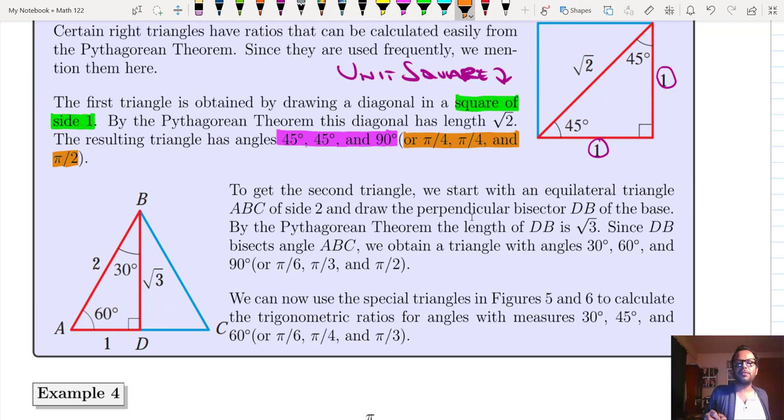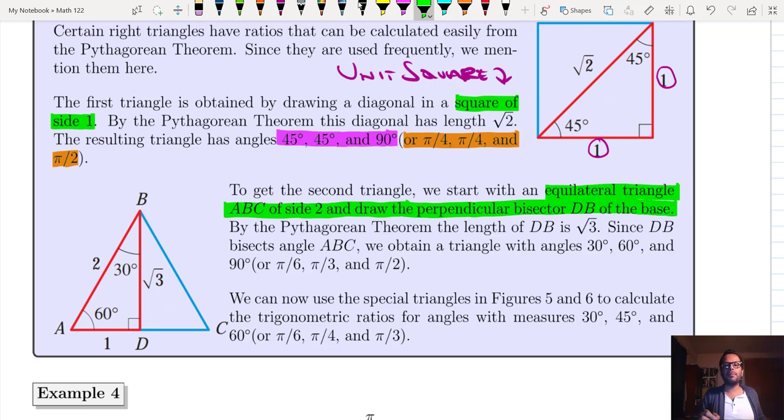So what about the other triangle? Okay, so now let's consider an equilateral triangle ABC, right, of side 2 each of them. And then let's draw a perpendicular bisector, denoted DB, of the base. Okay, a lot of words, a lot of letters. Let's do one thing at a time. All right, so we're going to consider a second triangle.